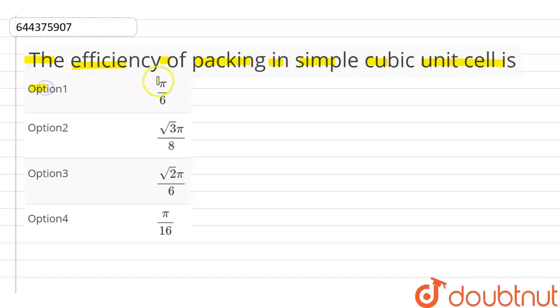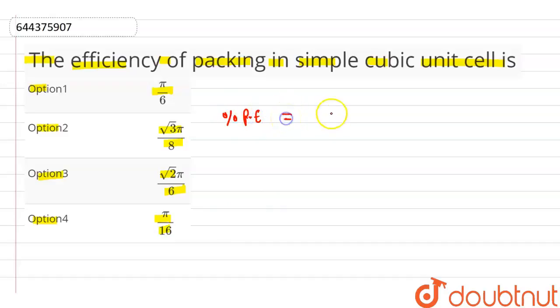Here is a question in which the efficiency of packing in simple cubic unit cell is: option first, pi by 6; option second, root 3 pi by 8; option third, root 2 pi by 6; option fourth, pi by 16.